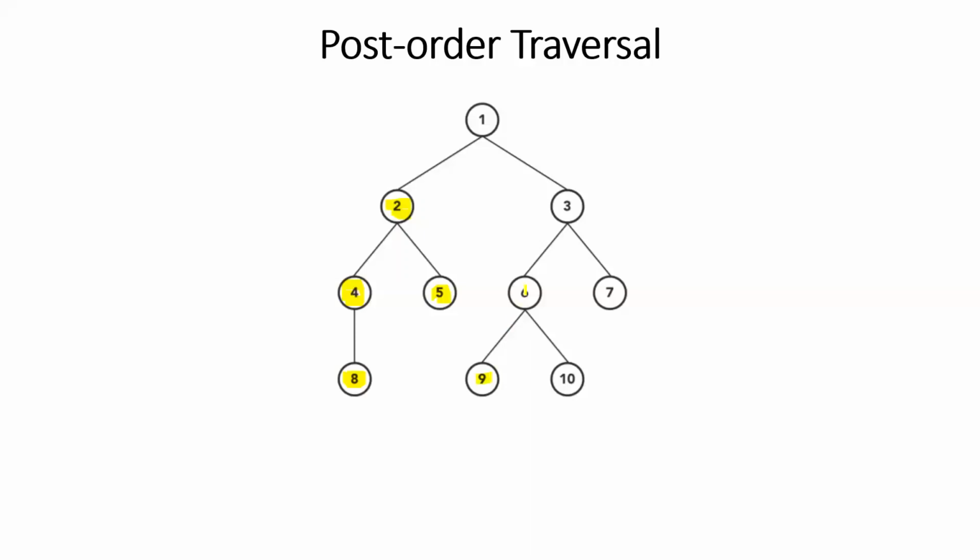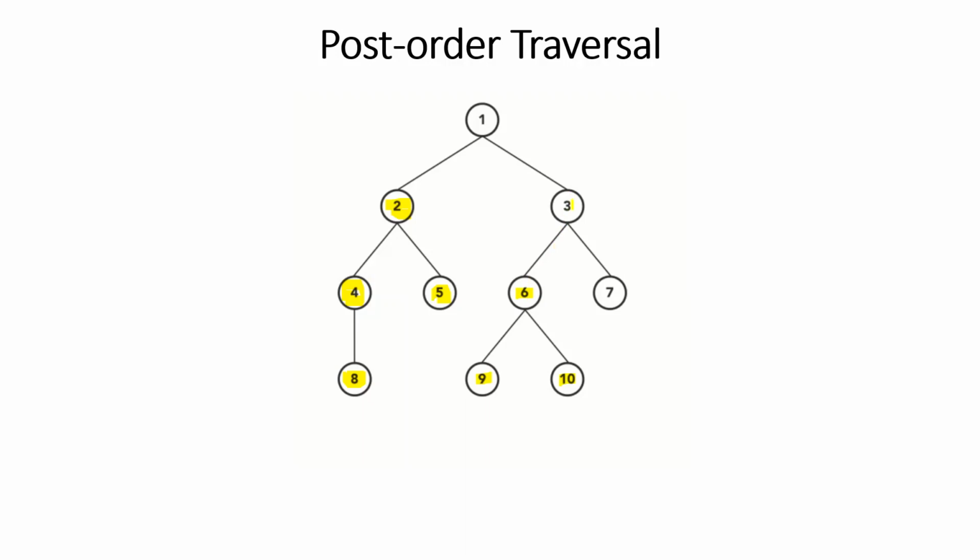Now it will go back to 6 and check whether my left and right is over. Only left is over, so it will print right also, which is 10. After printing left and right of 6, now it's all clear. Left and right is over, so I'll print myself. 6 will print itself. It will go back to 3.